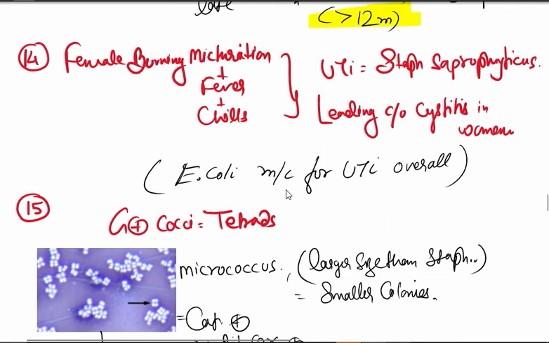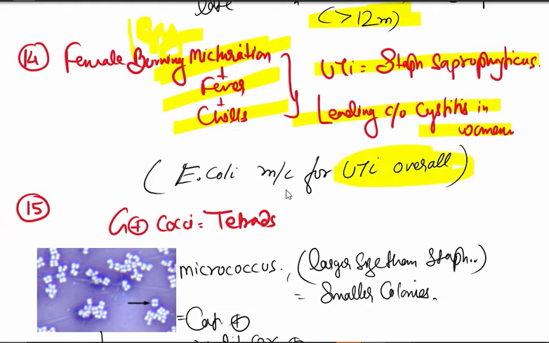A young female, maybe 18 years, has burning micturition, fever, chills, and all these are characteristic of UTI. So Staph saprophyticus is causing such a kind of UTI that causes chills and fever, and this is the leading cause of cystitis in women. But overall, the most common cause of UTI is E. coli.